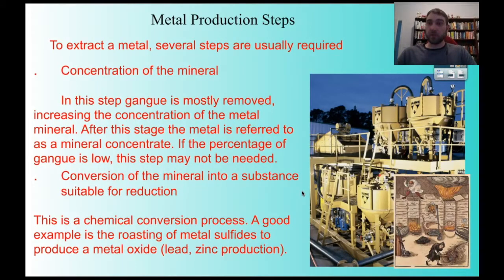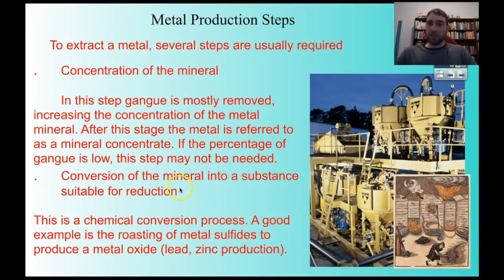There's a few steps involved in producing a metal. Some of these steps aren't needed for every single metal because the concentration of metal might be quite high in the ore, so you don't need to do some of the steps. And the method of reduction is different depending on how reactive the metal is. So you need to concentrate the mineral. In this step you remove the gangue, which is the silicate minerals that are associated with the mineral itself. So removing that gangue increases the concentration of the compound, and that's called a mineral concentrate.